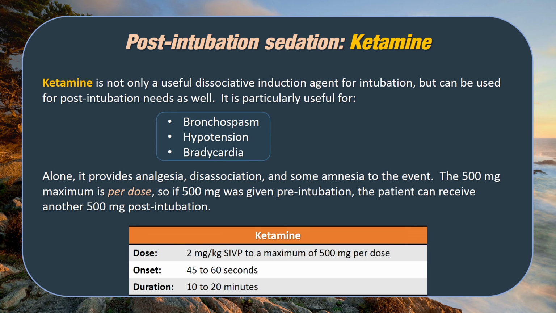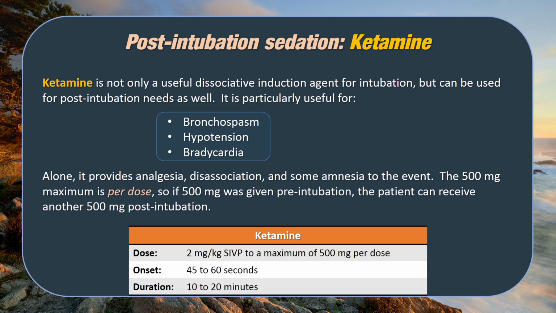As we move to our second option for post-intubation care, we like to talk about ketamine. Ketamine is not only useful as a dissociative induction agent, but it also has very good properties for post-intubation as well. It handles a lot of things with hypotension, so it can drive pressure up a little bit. It can help with bradycardia, and it also can be beneficial during bronchospasms. With it being a beta 2 agonist, it can help open up those bronchioles.